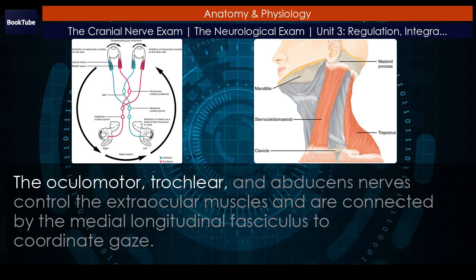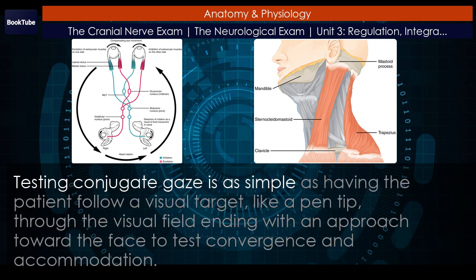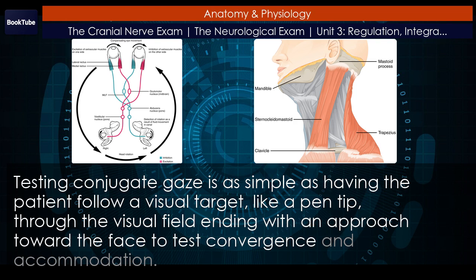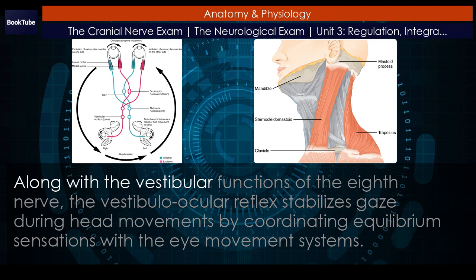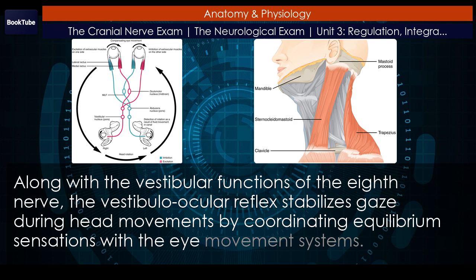The oculomotor, trochlear, and abducens nerves control the extraocular muscles and are connected by the medial longitudinal fasciculus to coordinate gaze. Testing conjugate gaze is as simple as having the patient follow a visual target, like a pen tip, through the visual field ending with an approach toward the face to test convergence and accommodation. Along with the vestibular functions of the eighth nerve, the vestibulo-ocular reflex stabilizes gaze during head movements by coordinating equilibrium sensations with the eye movement systems.